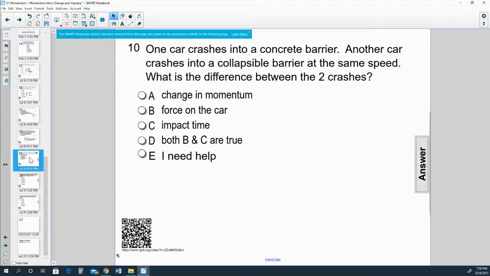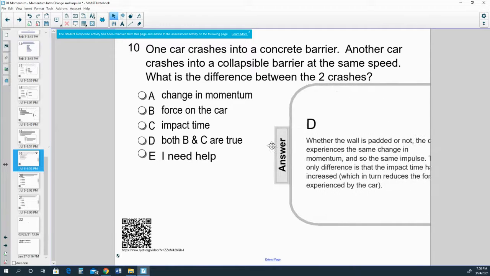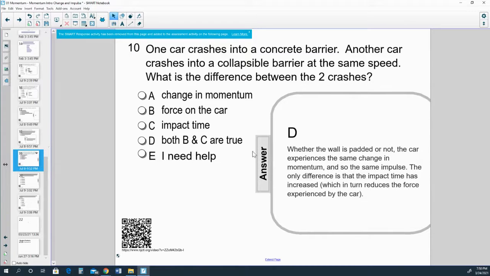One car crashes into a concrete barrier. Another car crashes into a collapsible barrier at the same speed. What is the difference between the two crashes? So for this one, our choices were the change in momentum, the force on the car, the impact time, or both B and C are true. So the answer is D. Both B and C are true in this case.